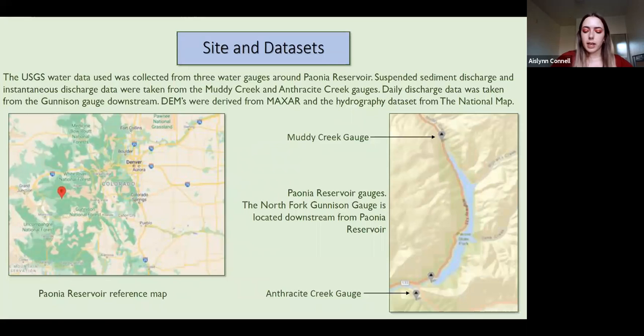So for my research, I used the water data that was collected from USGS at 3 sites surrounding Paonia Reservoir. These 3 sites were Muddy Creek, Anthracite Creek, which is a tributary, and the North Fork Gunnison Gauge, which is directly downstream from Paonia Reservoir. From Muddy Creek and Anthracite Creek, I observed the suspended sediment discharge and the instantaneous discharge, while from the Gunnison Creek, I only observed the daily discharge.